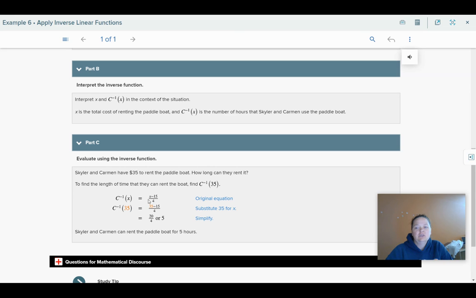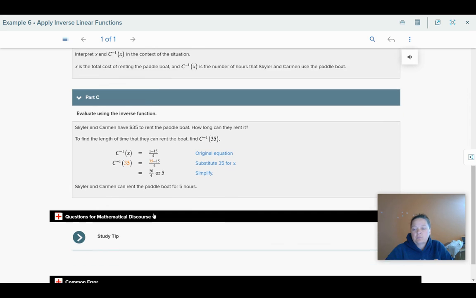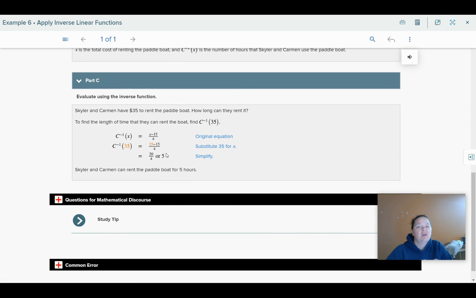They're going to plug in 35 for x: (35 - 15)/4, and they see that they can get 5 hours of time on their paddle boat. So this is one way of being able to work backwards on a problem if you are given different information.